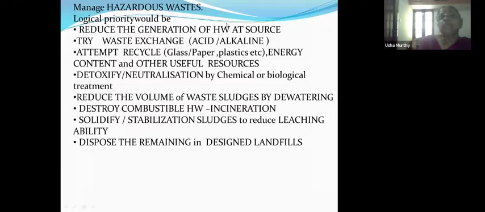So at each step, if we attempt it, we can save about 5 to 10%. At the end of this seventh step, if we can save about 30%, it is still a very good achievement at the industries where they generate this hazardous waste.